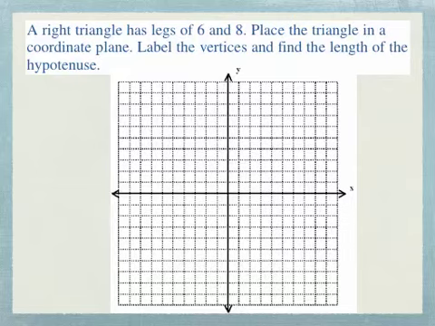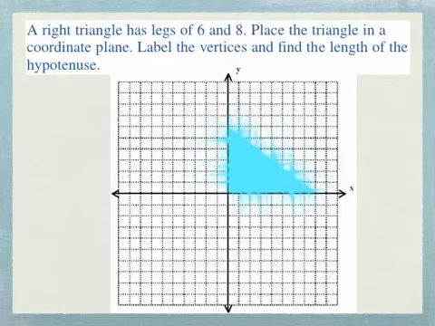The next example says a right triangle has legs of 6 and 8. Place the triangle in a coordinate plane, label the vertices, and find the length of the hypotenuse. In this case, you could place it wherever you want to place it. However, again, if we start at the origin and we place it here, you could also place it with the 8 up on the y-axis and only 6 units on the x-axis. But this way, they're going to be pretty easy.